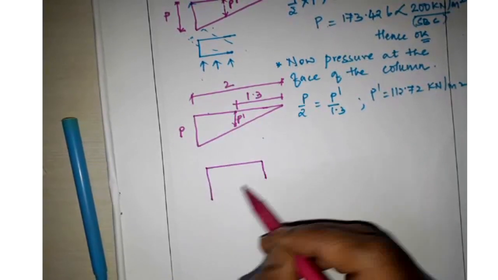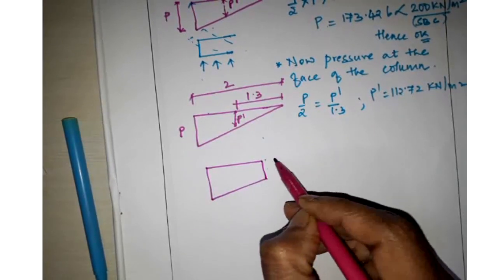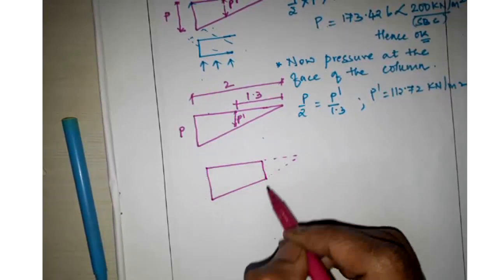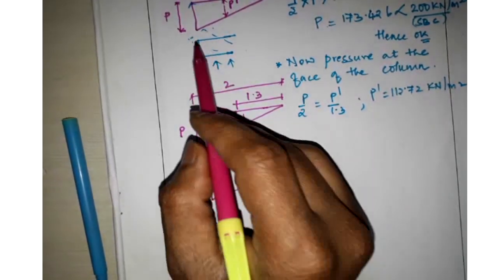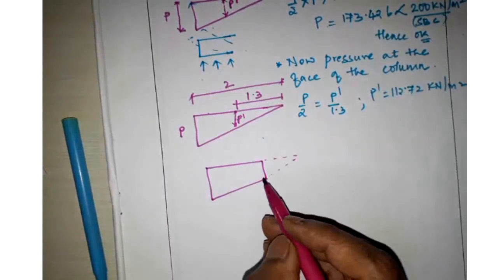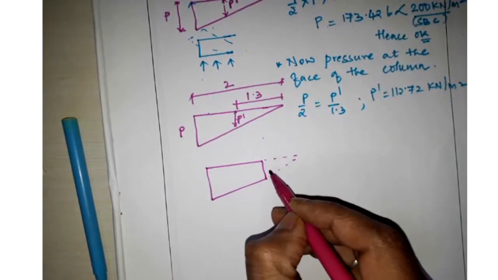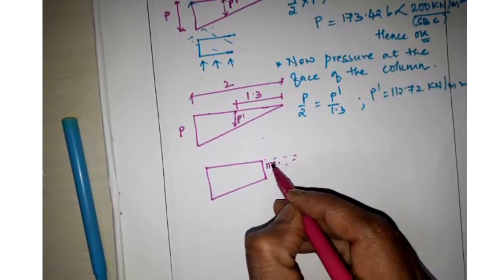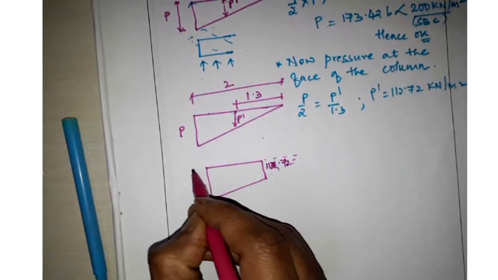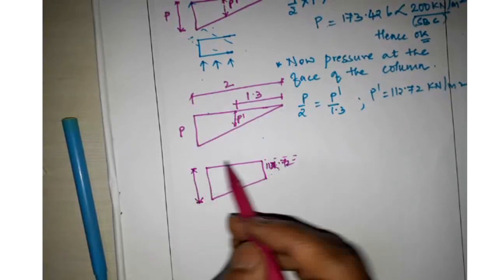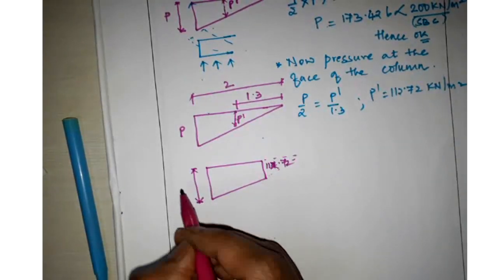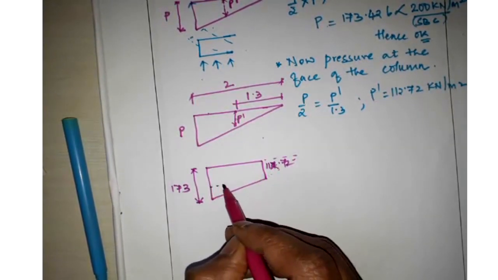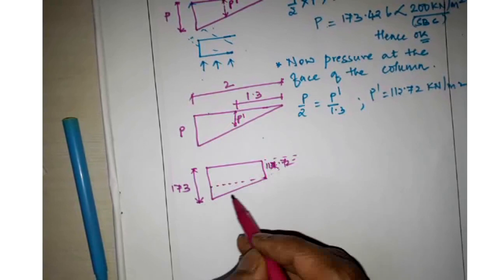It will be like this. Because further we have here, okay, it will be like this. But this is the pressure distribution diagram considered over the cantilever part. Okay. So here we have got this as 112.72. This you have got it is as 173. So we have to divide into two parts, that is one is rectangle and one more triangle.